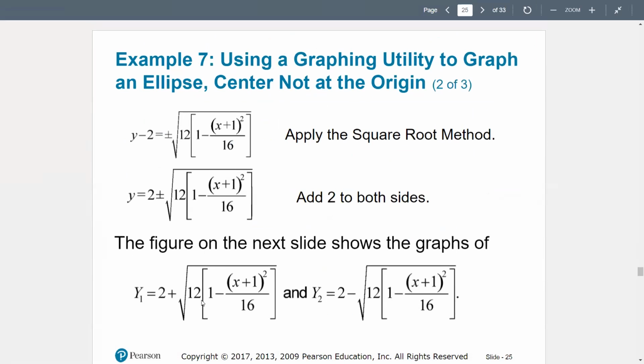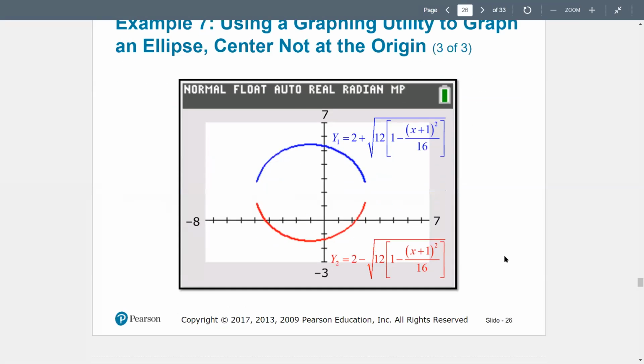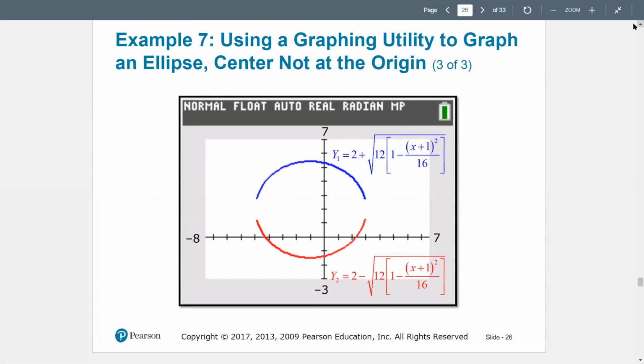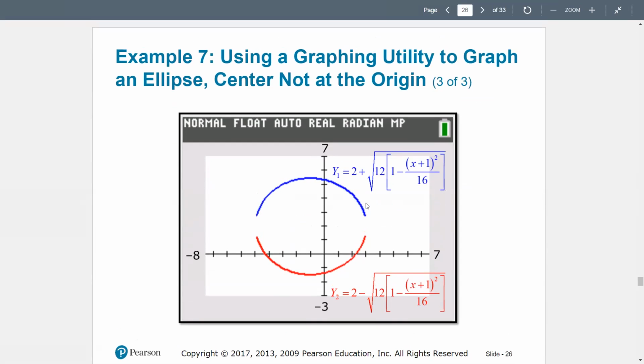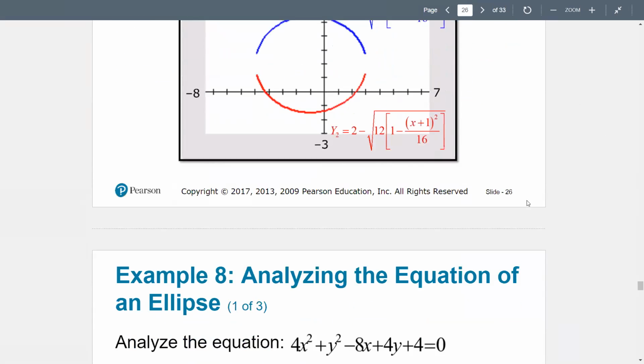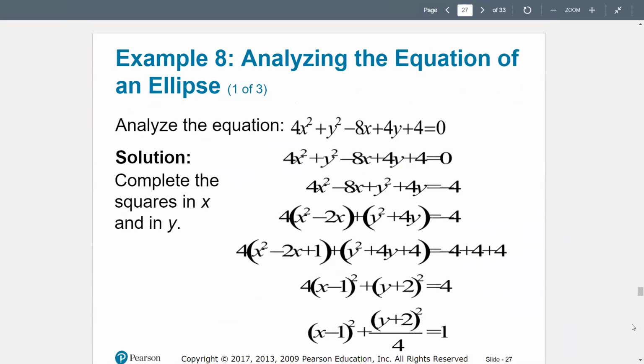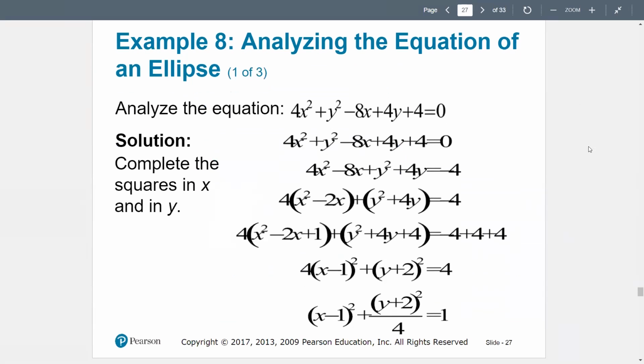So remember, you need to split your y into y sub 1 and y sub 2, or you're not going to get the full graph in a graphing calculator. I assume it will be the same for Desmos, and you will have to do a y sub 1 and a y sub 2. Now, take a note that on the graphing utility, at least on this one, it's not a complete ellipse. So you're going to have to know that as the mathematician and make sure that when you draw yours, that you're connecting it.